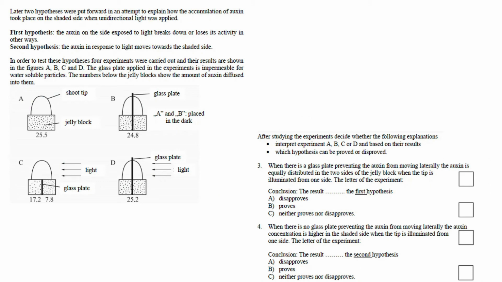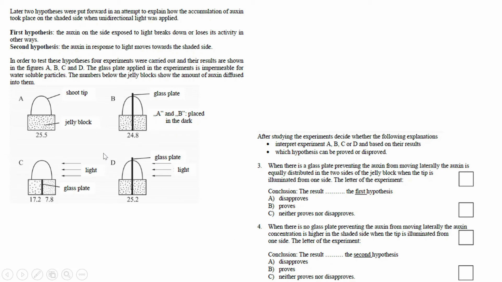The chemical in question was named auxin. Later, two hypotheses were put forward in an attempt to explain how the accumulation of auxin took place on the shaded side when unidirectional light was applied. First hypothesis: the auxin on the side exposed to light breaks down or loses its activity in other ways. Second hypothesis: the auxin in response to light moves towards the shaded side. In order to test these hypotheses, four experiments were carried out, and their results are shown in figures A, B, C, and D. The glass plate applied in the experiments is impermeable for water-soluble particles. The numbers below the jelly blocks show the amount of auxin diffused into them.